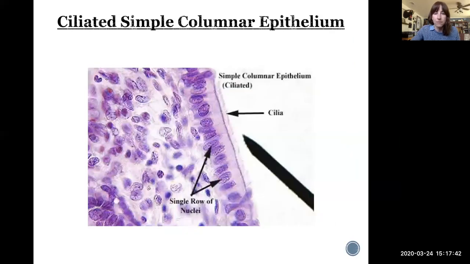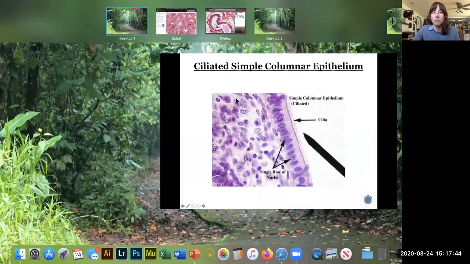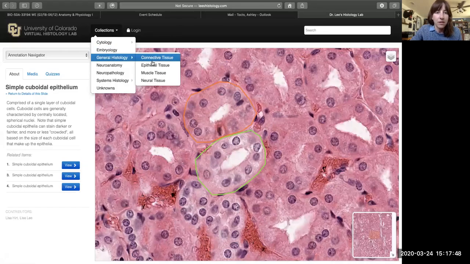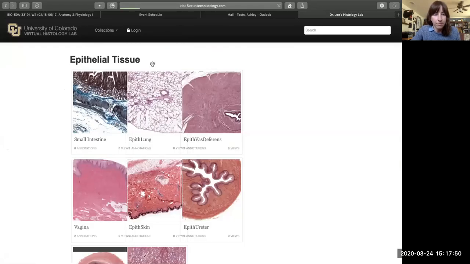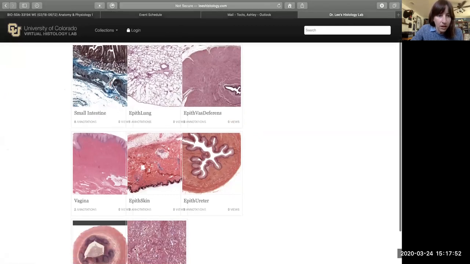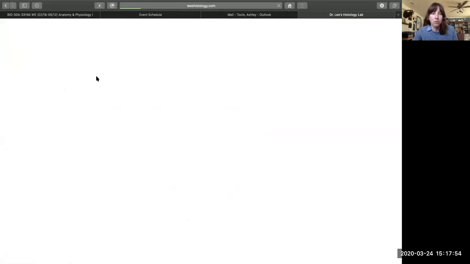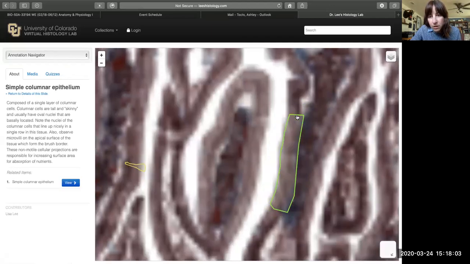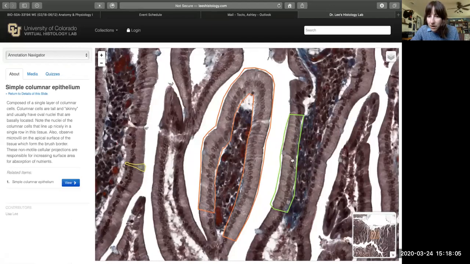So let's look for some more examples of simple columnar epithelium. Starting with Dr. Lee's, let's take a look. The small intestine is probably a good place to start. Let's see what we got here. How about you? What's that? Simple columnar. Boom.